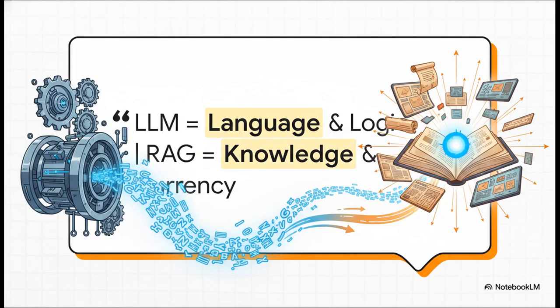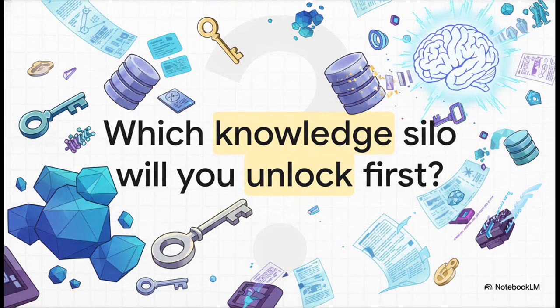So the core distinction is this. The LLM provides the engine for language and logic, its ability to understand, summarize, and reason. RAG provides the fuel, that specific, current, and verifiable knowledge that makes the engine's output relevant and trustworthy. This leaves us with a final question. Every organization has valuable information that's just locked away in disconnected documents and databases. So the question now is, which of your knowledge silos is waiting to be unlocked and transformed into an interactive, intelligent asset?